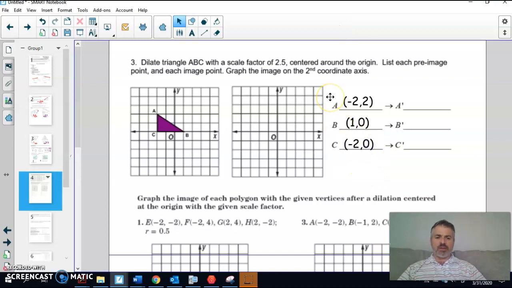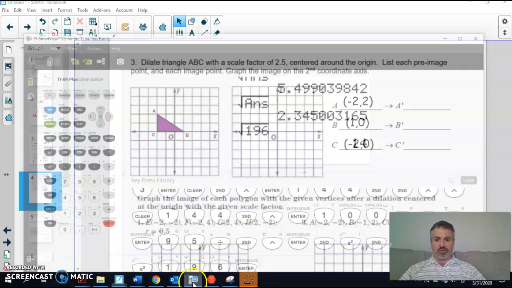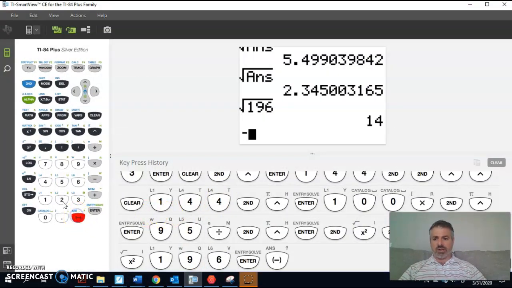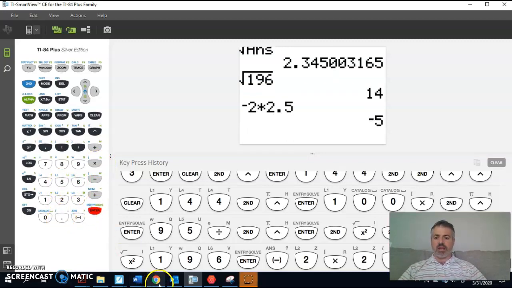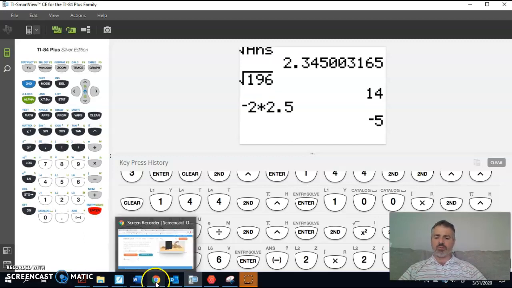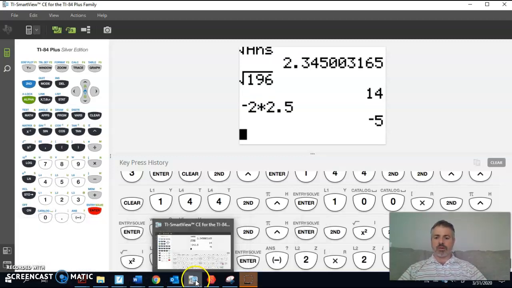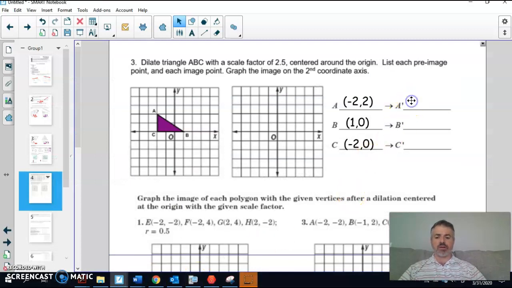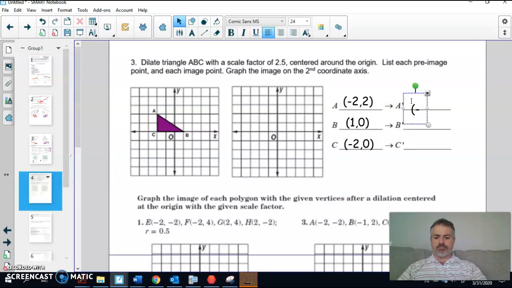So now when you want to find the dilation and they give you the scale factor, all you have to do is just multiply each of the values by the scale factor. So I'm going to take the negative 2 and multiply it by 2.5. So you just do negative 2 times the 2.5. And to do that, I end up with negative 5. So that's all I'm doing to come up with those image points. This would be what? Negative 5, comma 5.